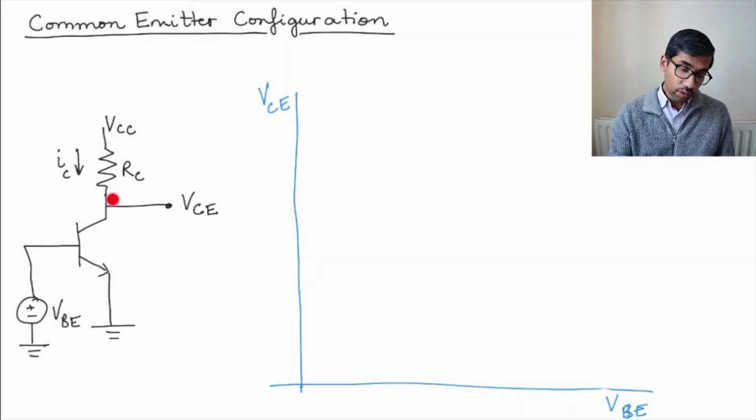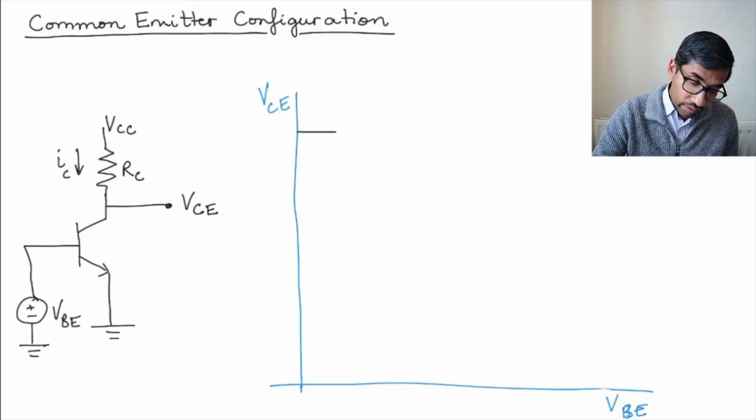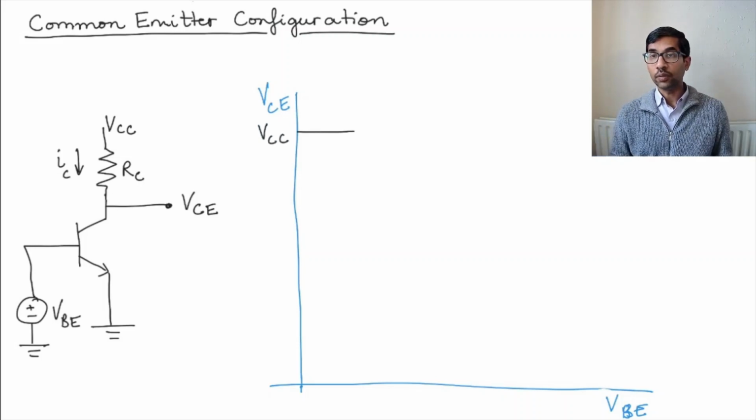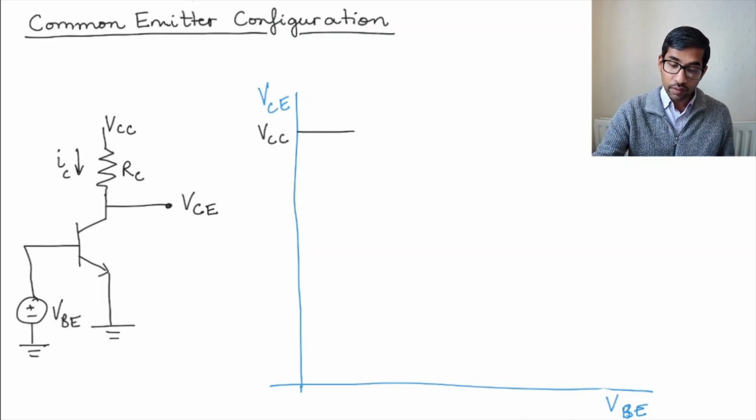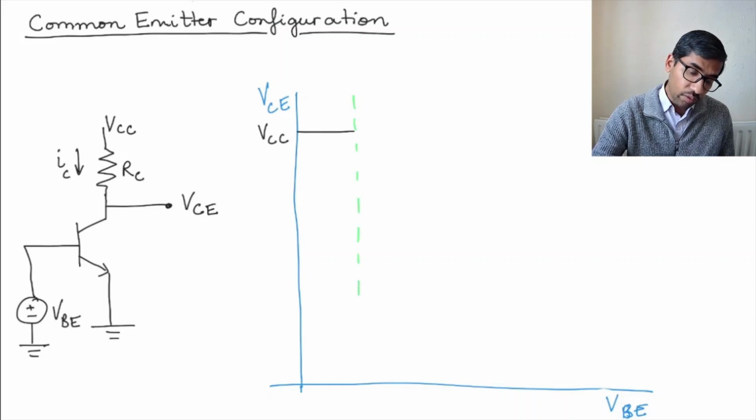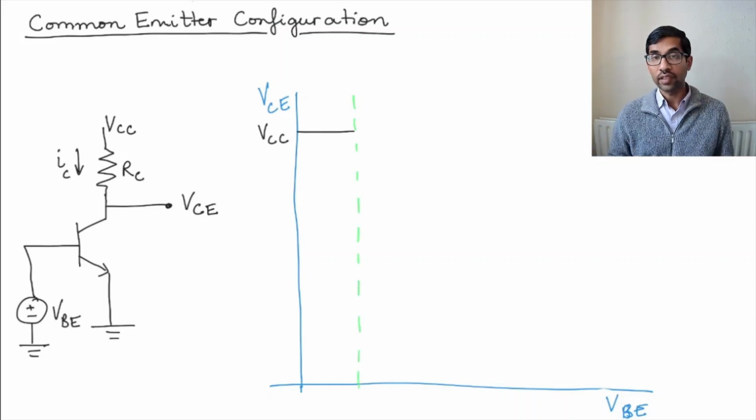So if there is no current flowing, if IC is equal to 0, what is VCE equal to? VCE is this voltage, VCC minus the drop across this resistor. But if there is no current through this resistor, the drop is 0. So VCE is equal to VCC. Okay, so let's draw that. When the transistor is in cutoff, you get VCE equal to VCC, and let's say the transistor is in cutoff till this point.